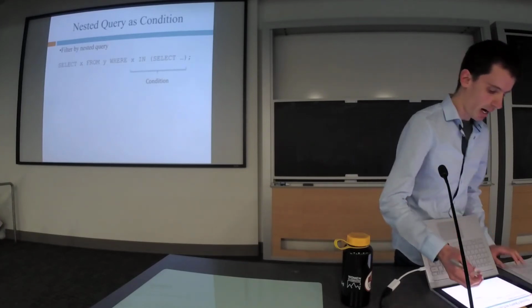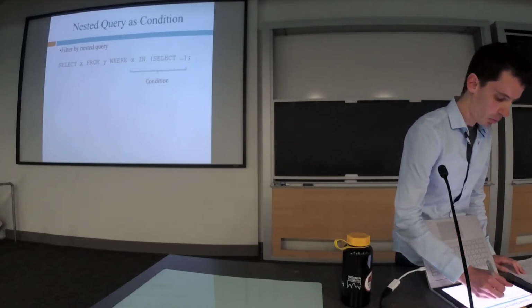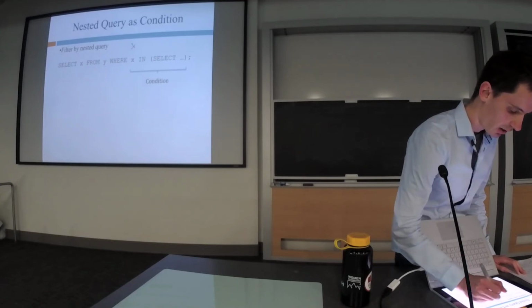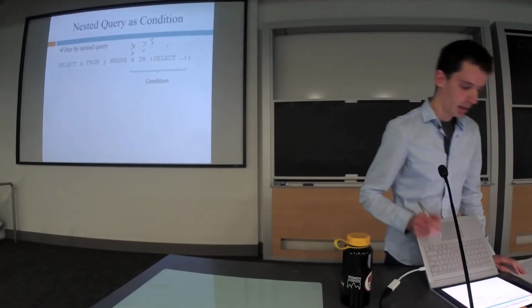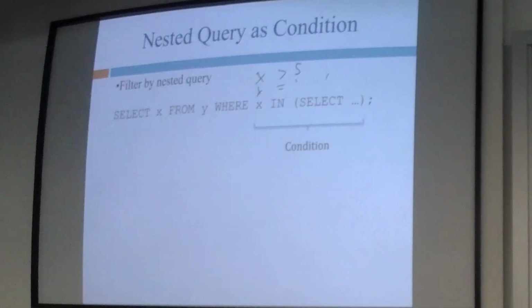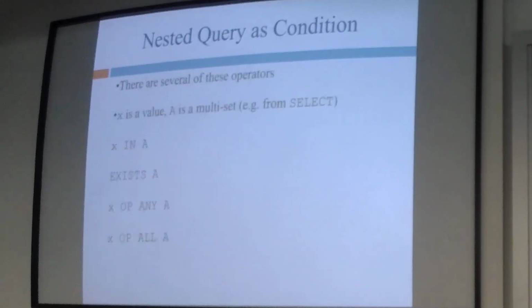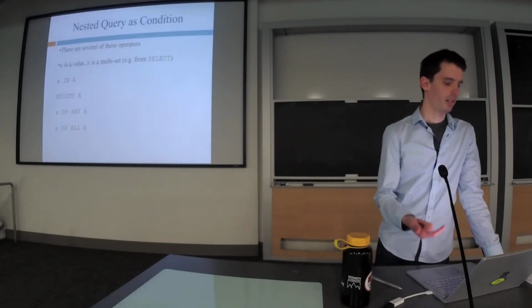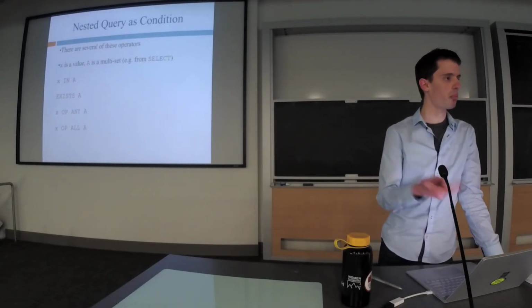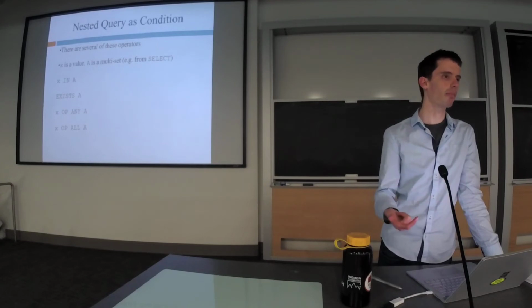So, select x from y where x in something. Remember, where is expecting some condition. It could be x greater than 5, x equals whatever. So x in something is a Boolean operator, and there are several of these. It's not just in and not in. There's exists, there's x op any, and x op all.